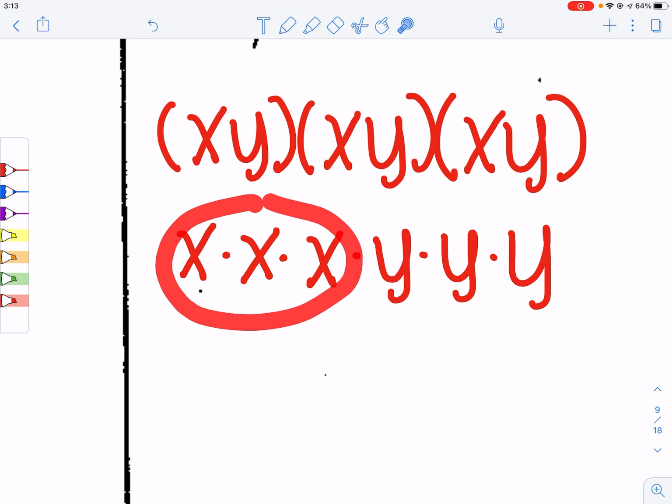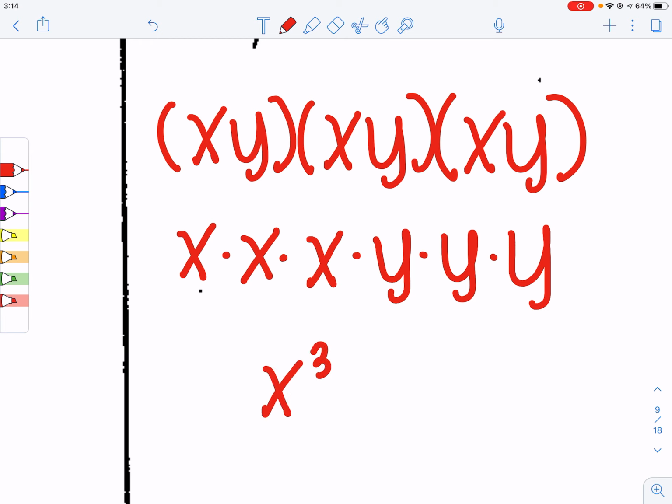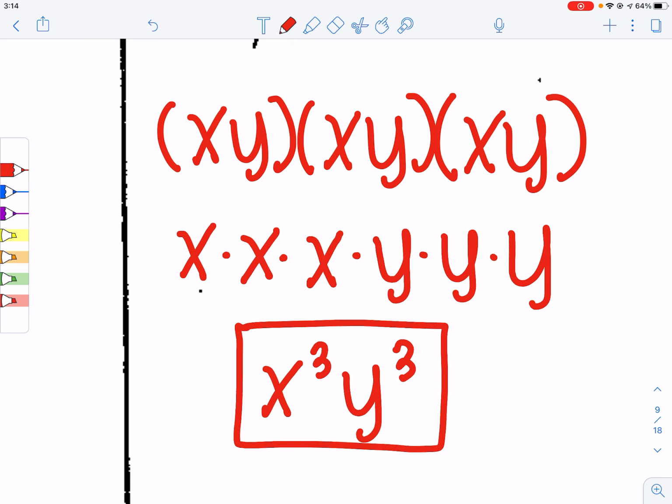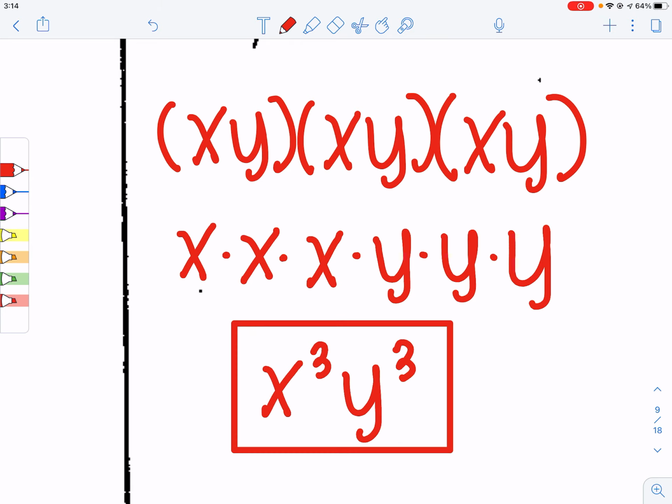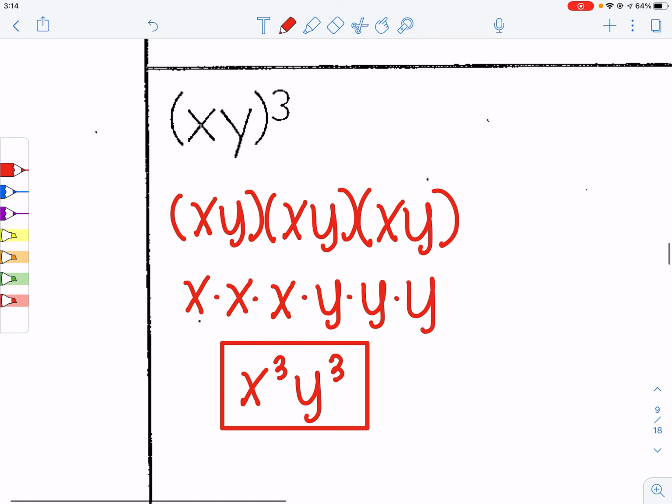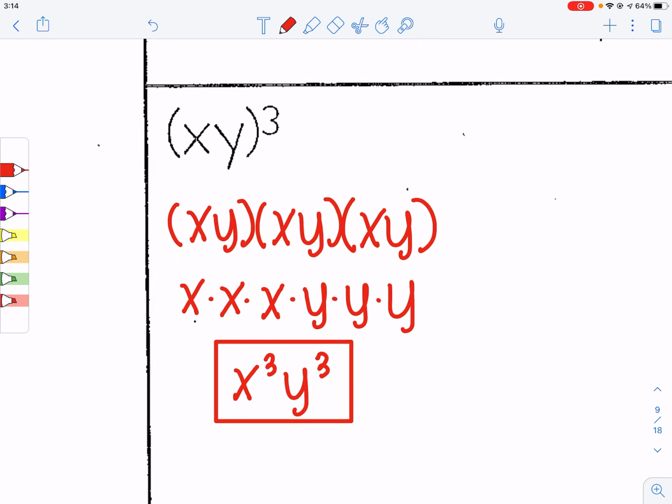So I have 3 x's, that gives me an x to the third, and then I have 3 y's, so that gives me y to the third. Okay, and then I can't do anything there. Always check for 0 exponents or negative exponents, but we don't have any of those there, so my final answer is x to the third, y to the third.